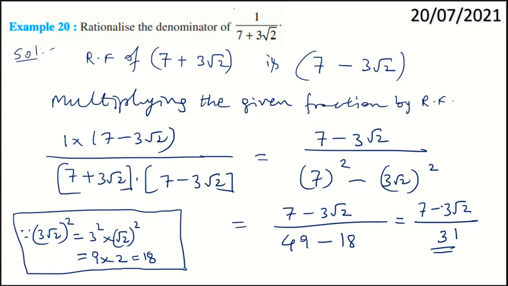So this is how we do rationalizing the denominators for the given irrational denominators.